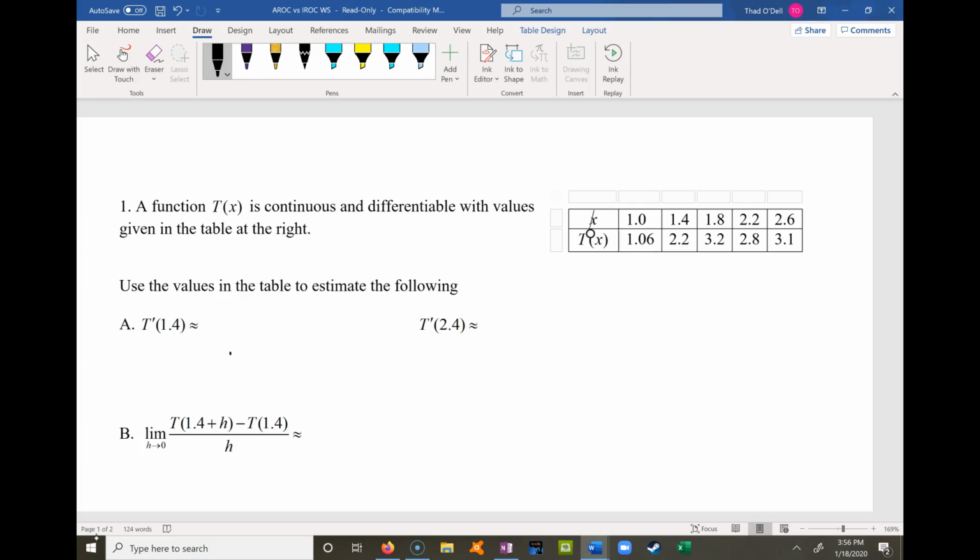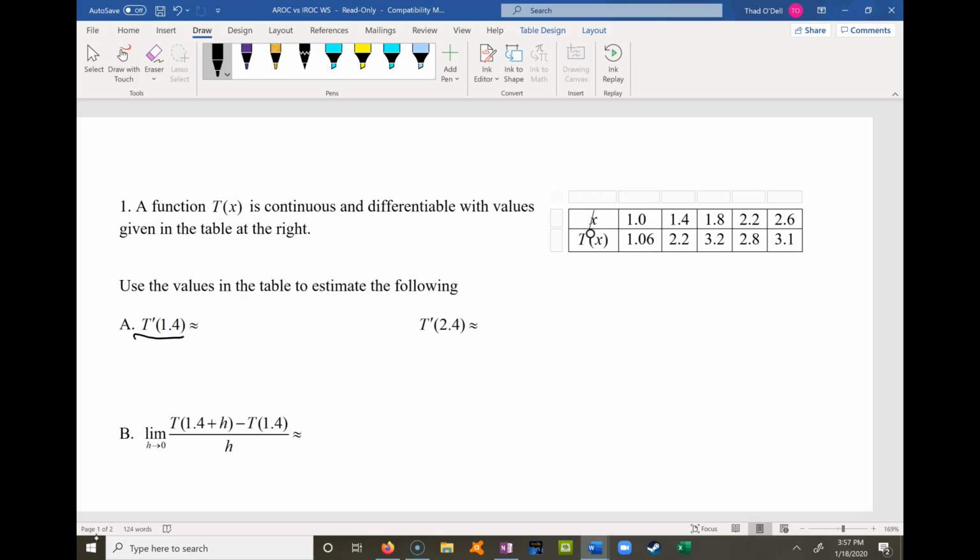So in this case, it says use the values in the table to estimate the following. So this is asking you, remember, T prime of 1.4, that the prime means derivative, which means this is asking for an instantaneous rate of change or an instantaneous slope at 1.4. So this is asking, when x is 1.4, how steep is the graph of T, or what is the slope of the graph of T?